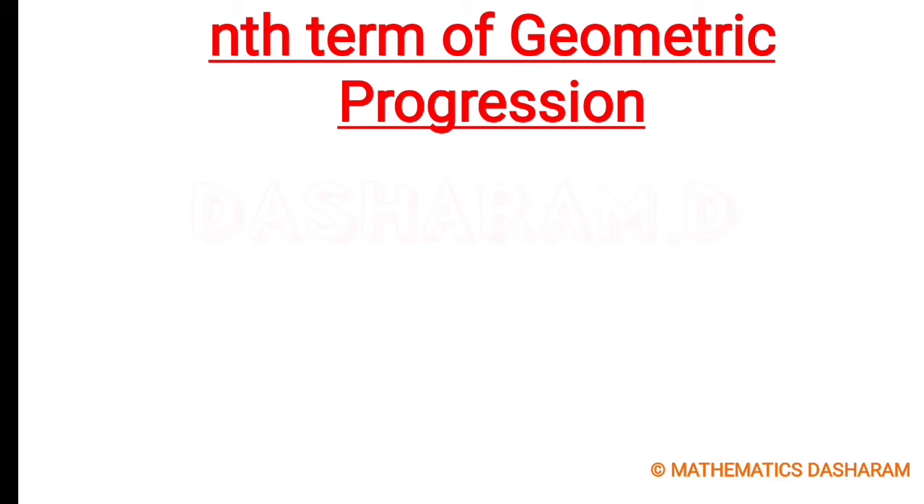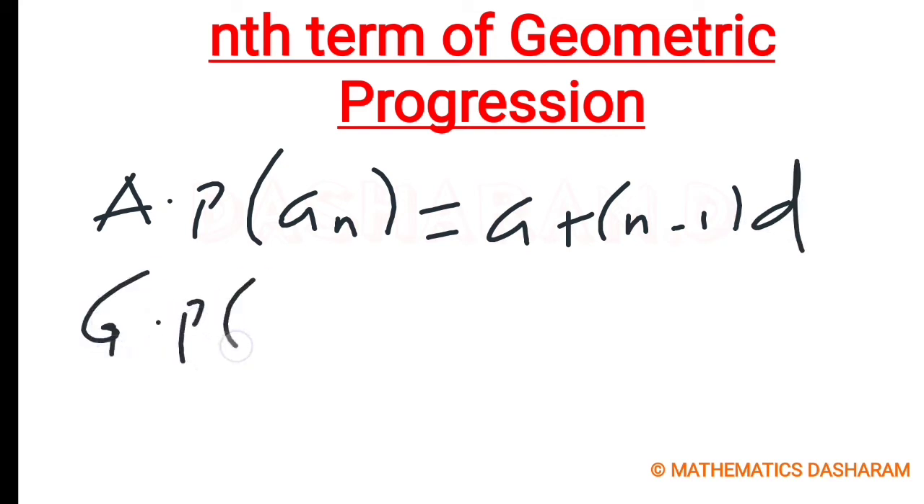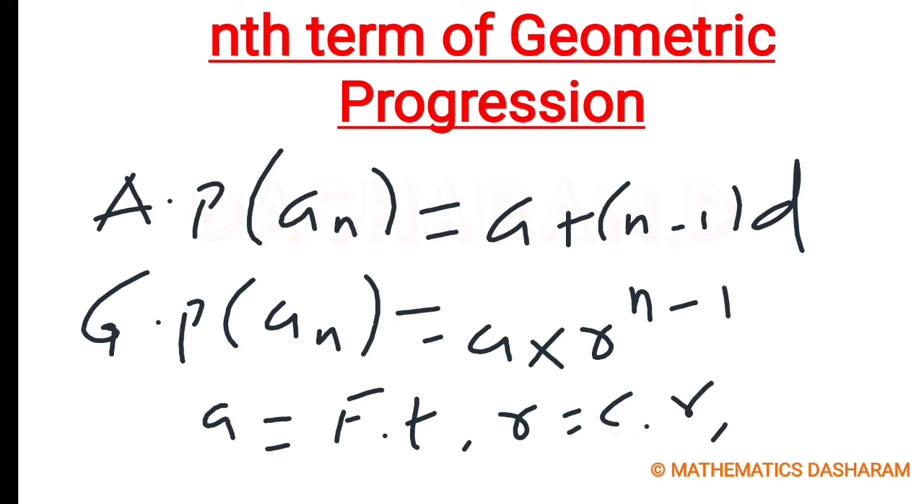Dear students, welcome back. The last topic in this chapter is the nth term of a geometric progression. The nth term of an arithmetic progression is denoted by an, which equals a plus n minus 1 into d. Similarly, to find the nth term of a GP, we have a formula: a into r to the power of n minus 1. Here a is the first term, r is the common ratio, and n is the term number.